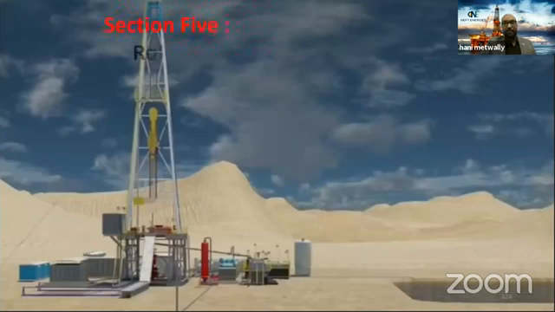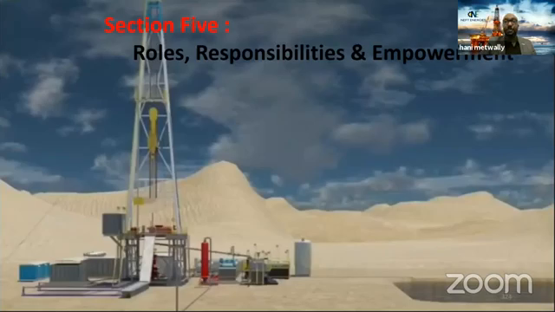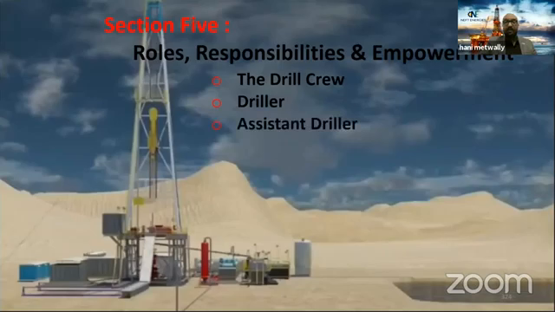The last section will be rules, responsibilities, and empowerment. And mainly here I will discuss the main rules and the responsibility for the drill crew. The drill crew consists of driller, assistant driller, derrickman, roughneck, roustabout, or foreman. So what are the main rules or responsibilities of the crew during a killing operation?